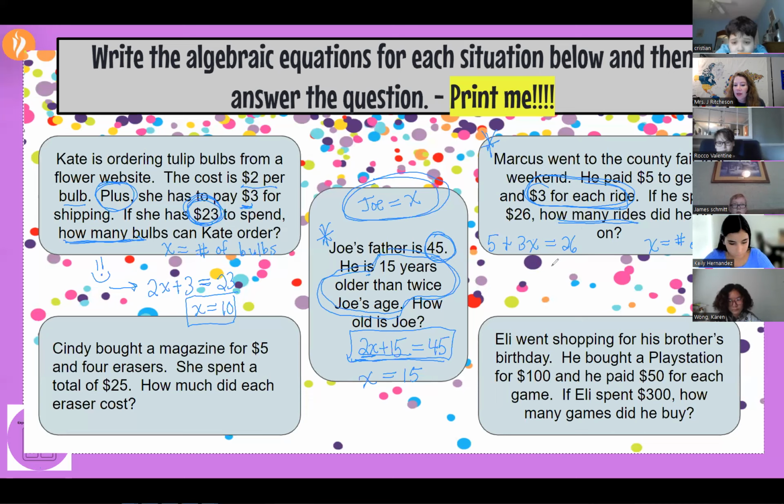All right, so then if we solve for x, eventually we're going to get x equals 7. What is 7? 7 is the number of rides. Okie dokie. Jeremy's making up his own math problems. All right, what about Cindy, you guys?